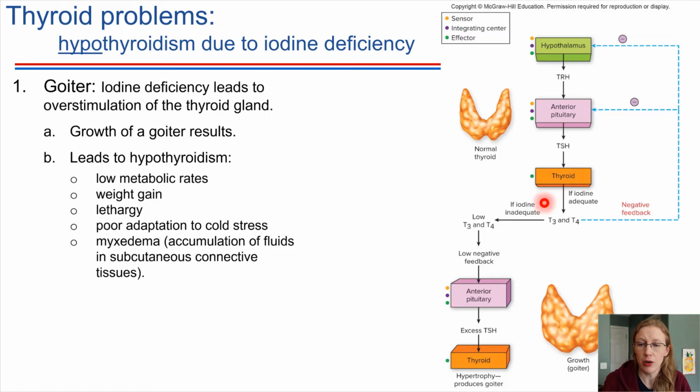However, if our bodies are not able to make enough T3 and T4, so if there's not enough iodine in our diets, then there's no negative feedback going on. So instead, the anterior pituitary will continue to produce TSH, and that is going to cause the thyroid to grow. Remember, we said that all of these hormones we've been talking about are trophic hormones. They cause their target organs to grow if they're present in large amounts. So TSH is going to make the thyroid grow if we have insufficient iodine in the diet. And this is called goiter.